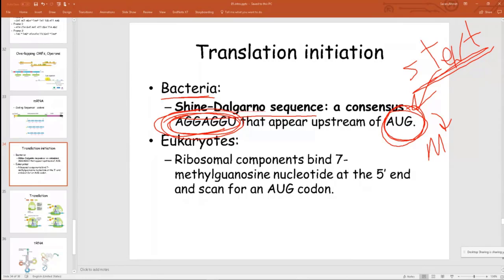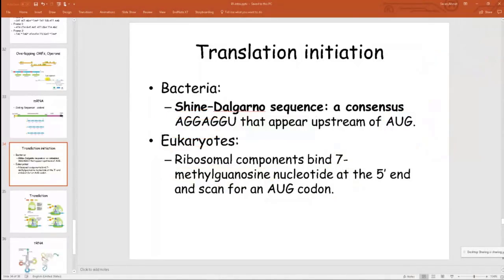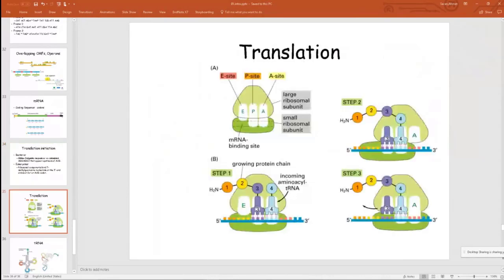Okay. With eukaryotes, we have a different process. We don't have a consensus sequence. Instead, the ribosome will bind at the 5' end, that special cap, which is this special nucleotide, and it'll just start scanning until it finds an AUG. Okay. Once it finds an AUG, then it'll start producing the protein from that. Make sense? Okay.